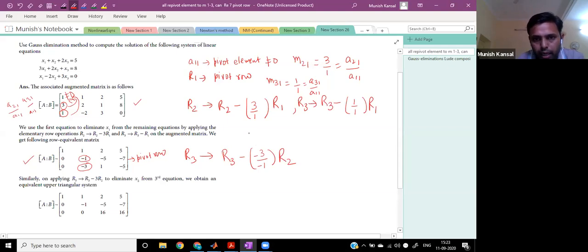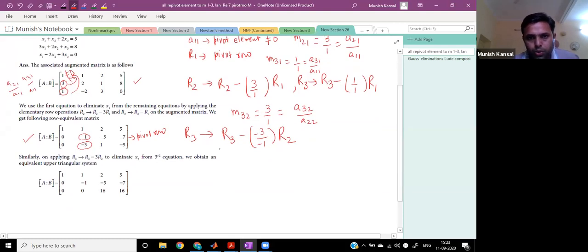So here I write down this element as the third multiplier, that is my M32. So I should write it as A32 by A22. You can also write -3 by -1, the same thing, right? So this is my third multiplier. Now when you apply this row transformation, you will get this entry to be 0. Now you are left with this system.